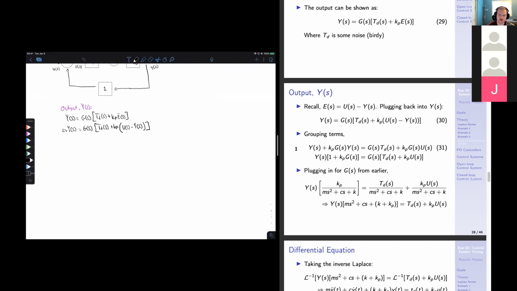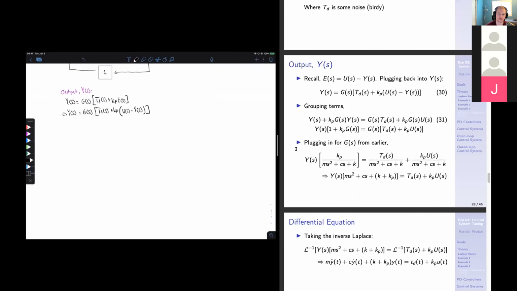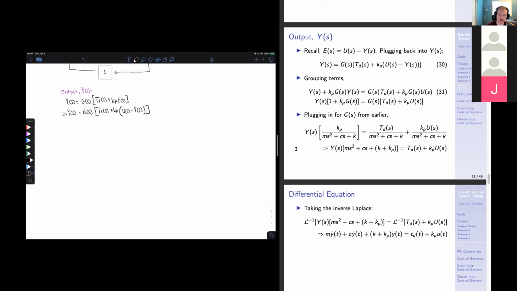And now what we're going to do is group like terms. So we're going to get basically Y sub S on one side, and then also we're going to basically group G sub S and U sub S as well. So basically we just want to rearrange this where I can have Y sub S on one side and then U sub S on the other side, so we can develop a transfer function, which later we're going to convert, take the inverse Laplace, so we can get an equation of motion right here where we can solve for the output of our system.